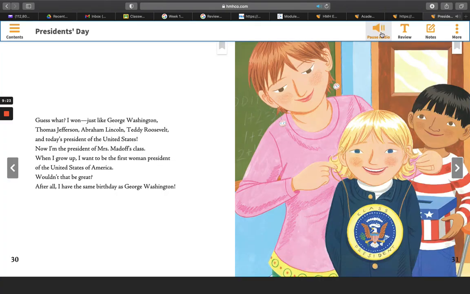Guess what? I won! Just like George Washington, Thomas Jefferson, Abraham Lincoln, Teddy Roosevelt, and today's President of the United States. Now I'm the president of Mrs. Madoff's class. When I grow up, I want to be the first woman president of the United States of America. Wouldn't that be great? After all, I have the same birthday as George Washington.